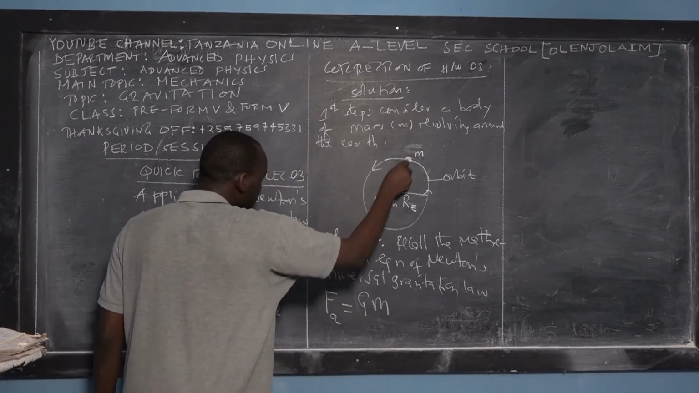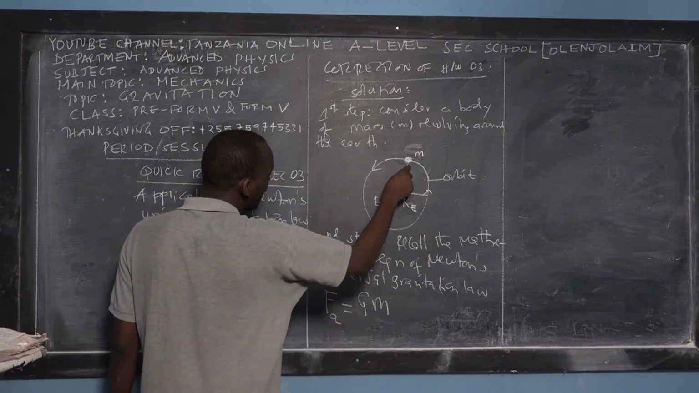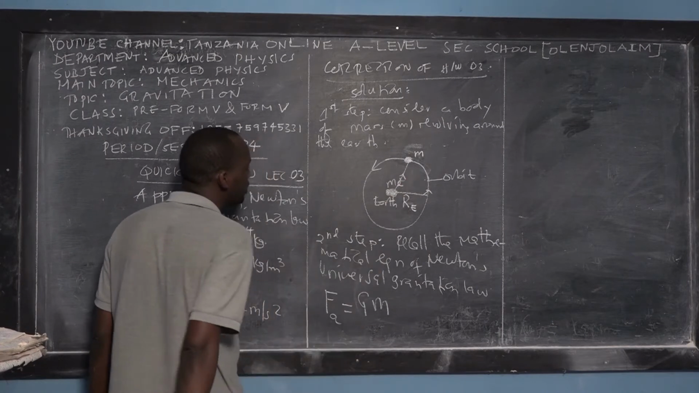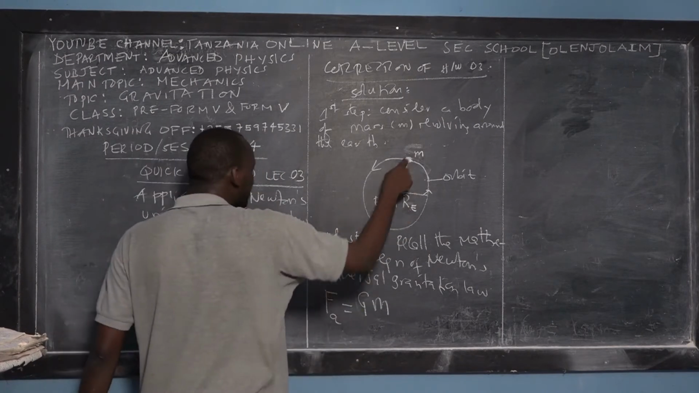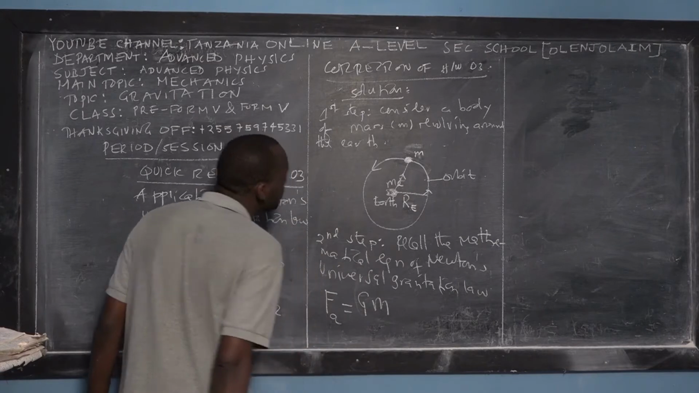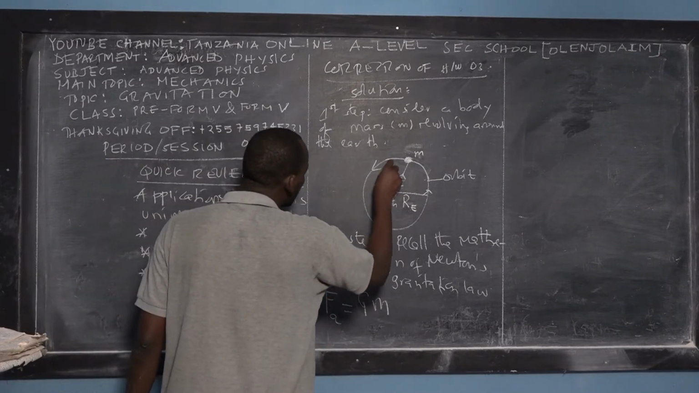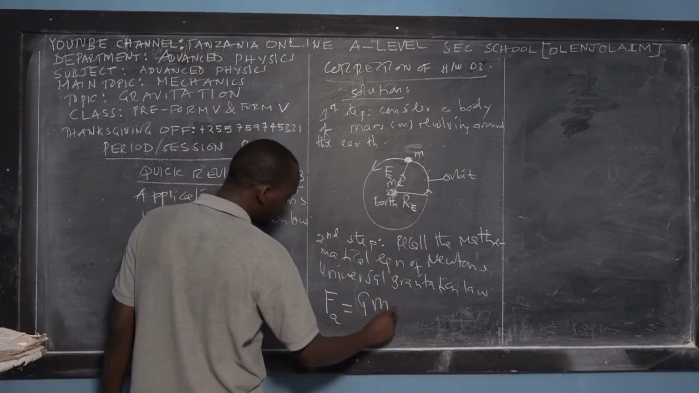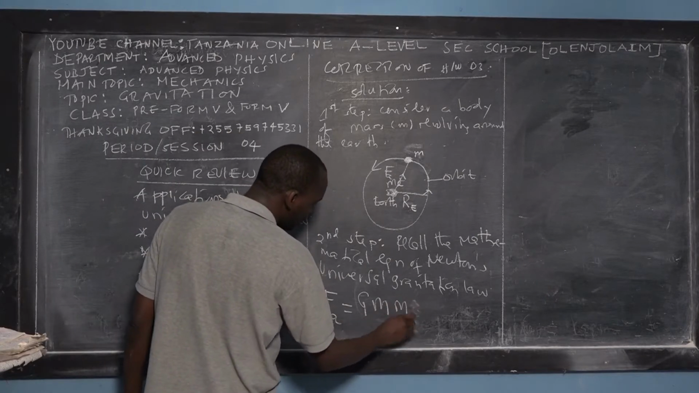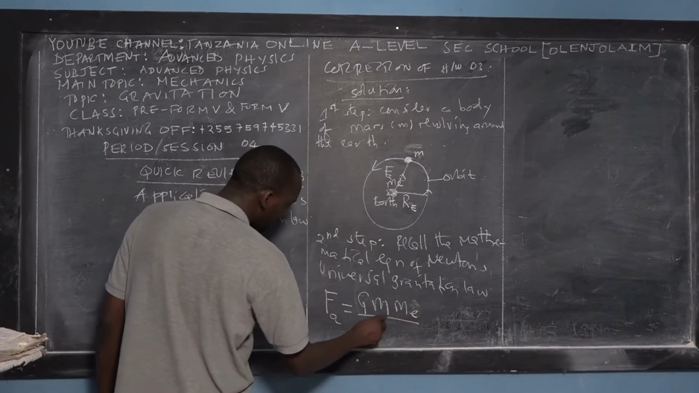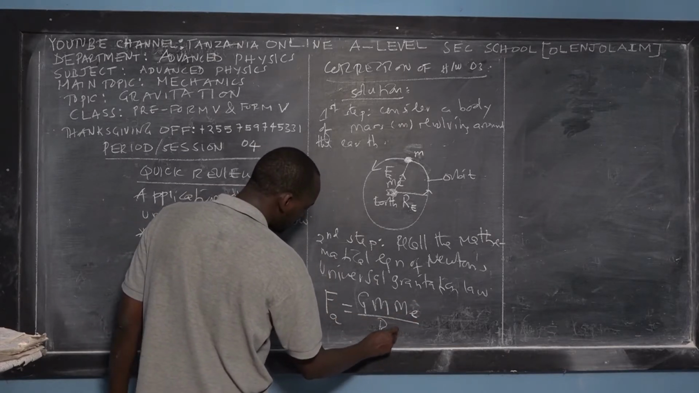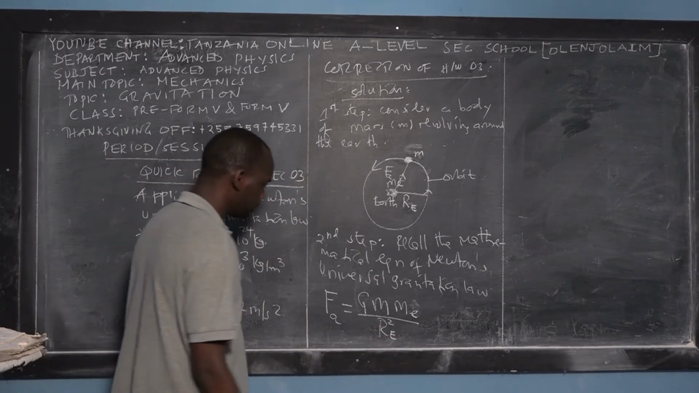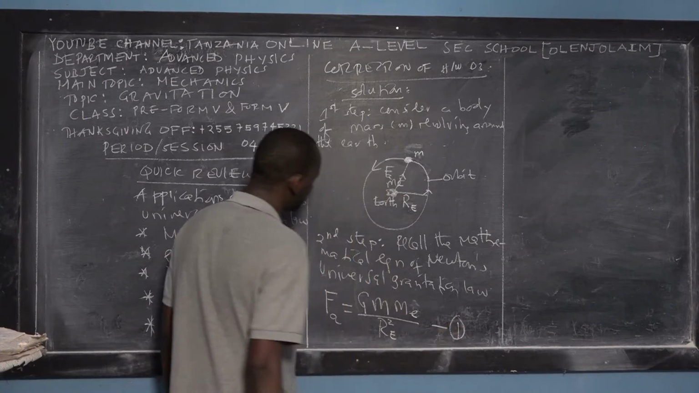So here you have two bodies: the mass of the body, which is attracting the S, and also the S is being attracted by this body. So this body is attracting the S, and the S is attracting the mass. This force of attraction, we call it F subscript A. So you say the mass of the body multiplied by the mass of the S, divided by the radius of the S squared. So this we call the first equation.